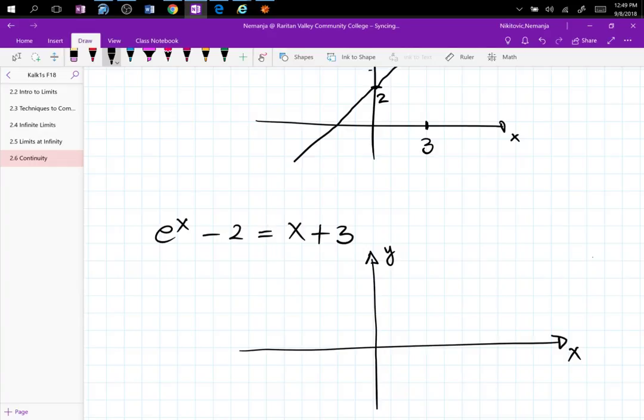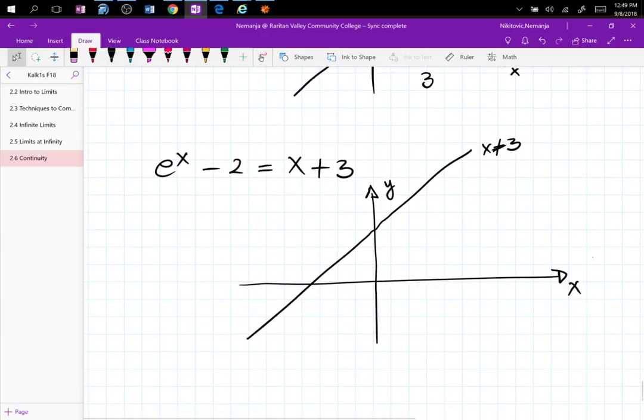So I have x plus 3, a linear line that will go forever like this. That's x plus 3. And then I have e to the x minus 2. Well, e to the x minus 2, my asymptote drops down. So the exponential function will go like this and then through 1 and shoot up.